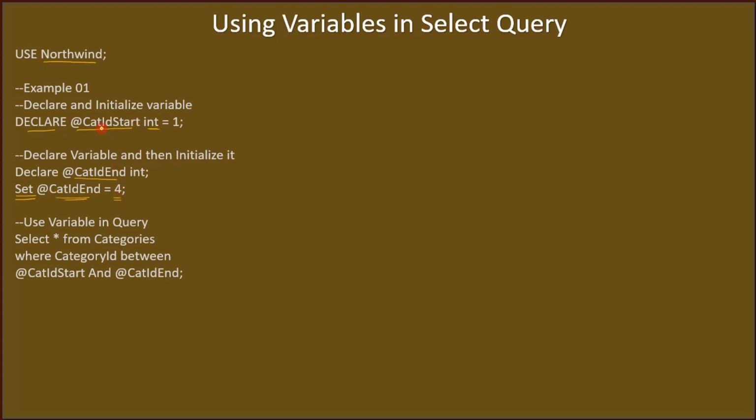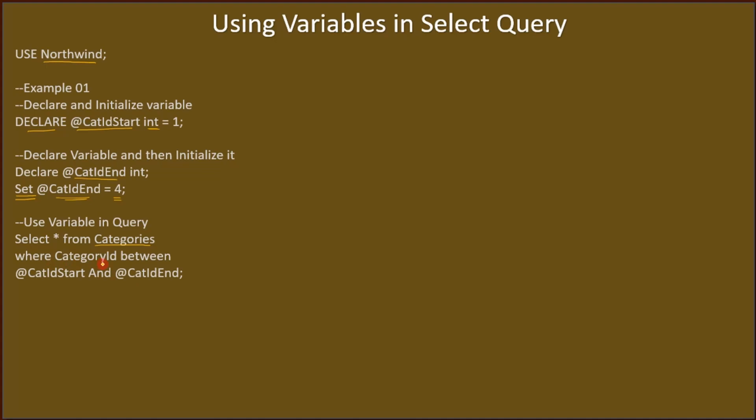So here we declared @catIdStart and we assigned a value of 1, and in the next snippet, we just declared the variable. After that we set a value to it. Finally, we are using these two variables inside our select query. Select star from categories, that is the table, where category id between.